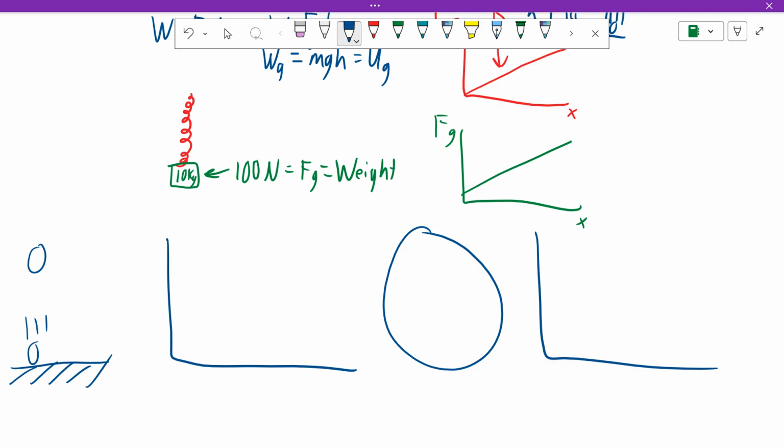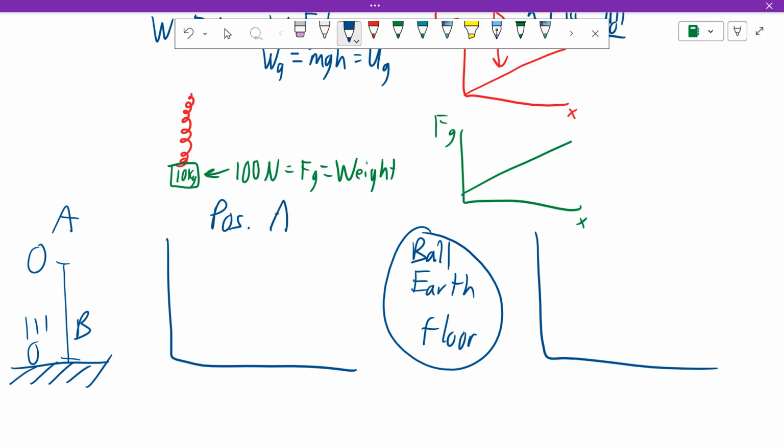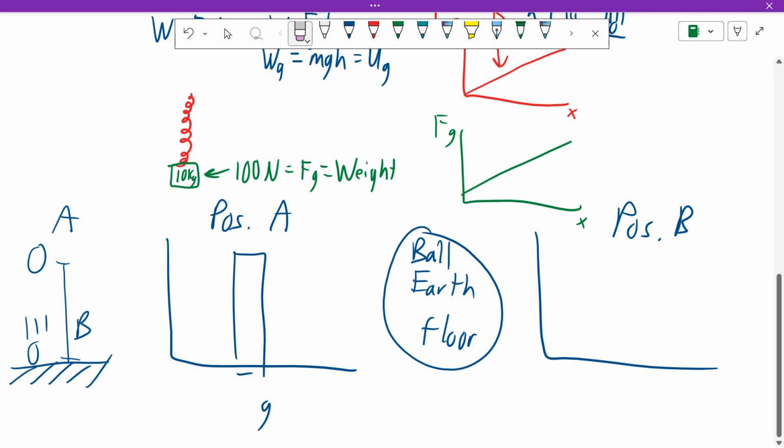The O is the system, and that's where we're going to start. I'm going to put the ball, the Earth, and the floor in my system. And so the ball is falling. It falls from a height h. This will be position A, this will be position B. I'm going to figure out the energies at position A first. At position A, I'm up top, I'm not moving, so I'm all EG, or I can call it UG if I want. So let's just say I'm all UG.